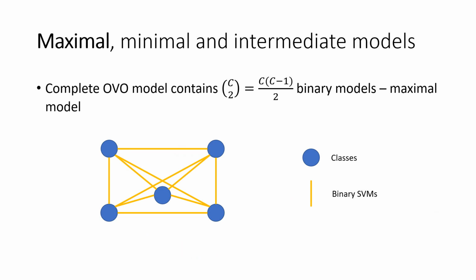1 versus 1 approach by default contains a binary SVM for each pair of classes. We call such a model maximal. The set of binary SVMs employed by a multi-class approach can be represented as a graph where nodes are classes and edges are binary SVMs distinguishing between the two classes corresponding to the nodes that they are connecting. On the image is displayed a maximal model with 5 classes.